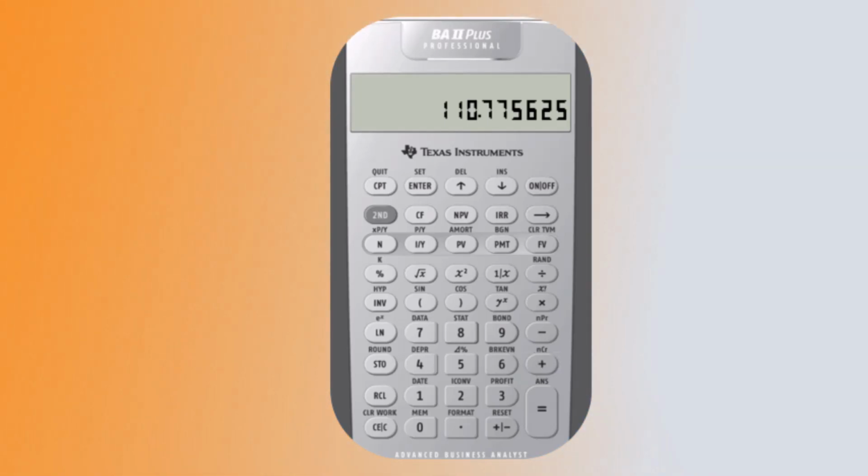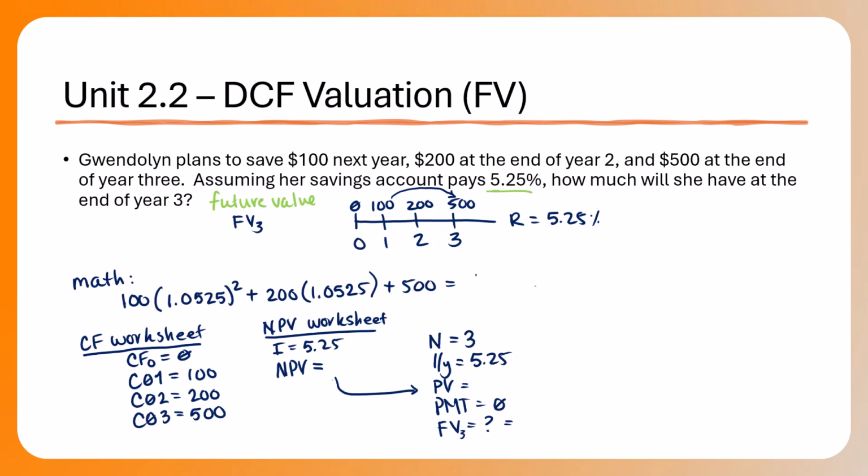We'll go ahead and go plus, open parentheses, 200 times 1.0525. Lastly, we will just add the $500. And we have found the future value of this set of cash flows, $821.28.